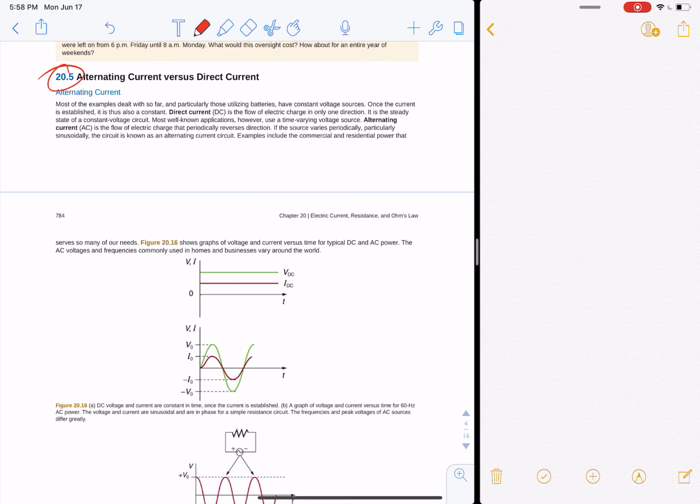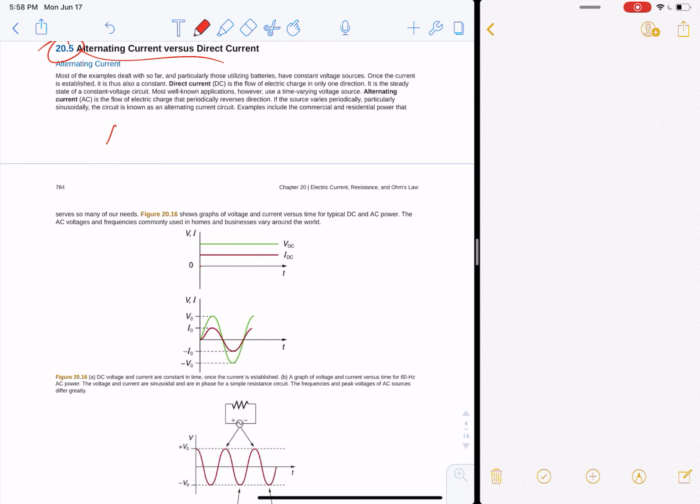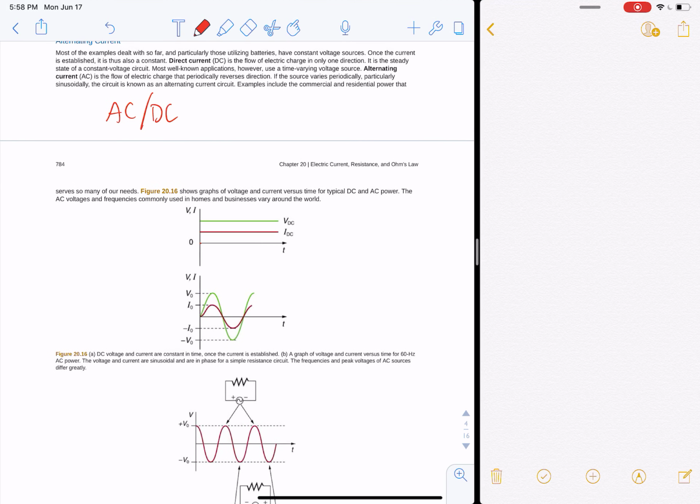Okay, 20.5, AC versus DC. So you may have heard of the band AC/DC. Well, now you're going to learn where that comes from. There is a big debate about whether to use AC or DC to power everything. AC is alternating current, and DC is direct current.